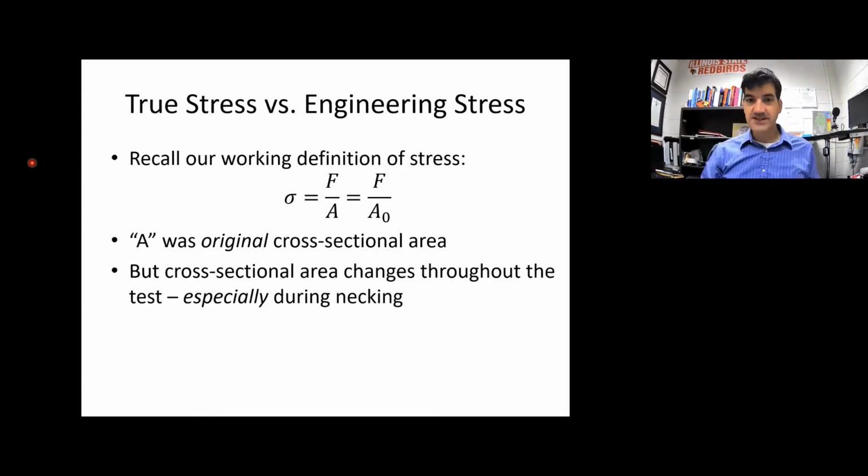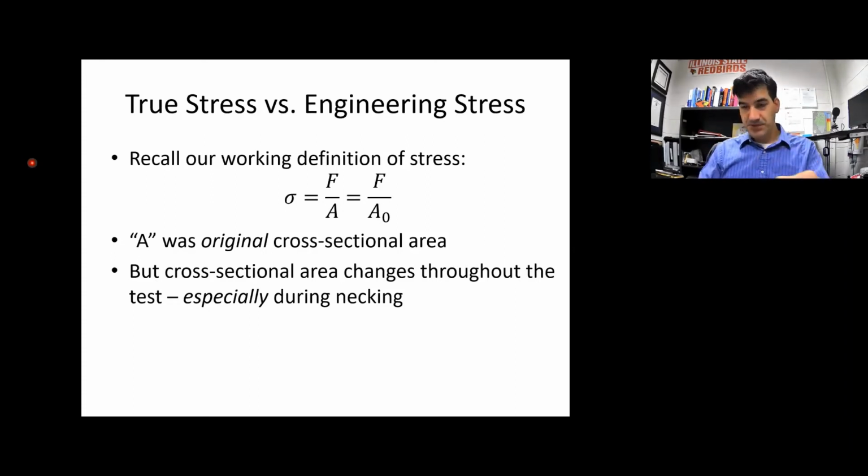The problem is, if you think about this for just a little bit, you'll realize that as I pull this apart, this cross-sectional area changes. It changes during the test, right? And we know that. We have necking, but even before necking, we have a reduction in the cross-sectional area somewhat. So there's basically two different ways to think about this.